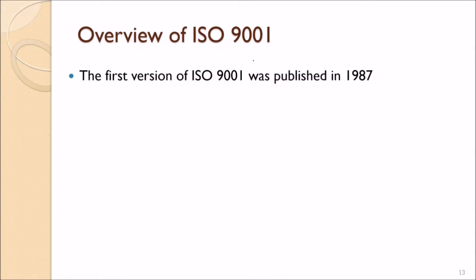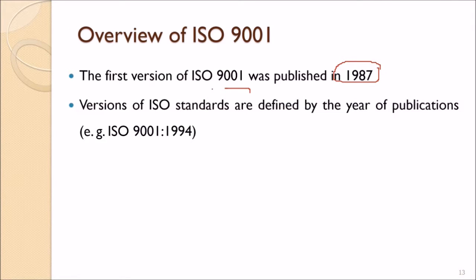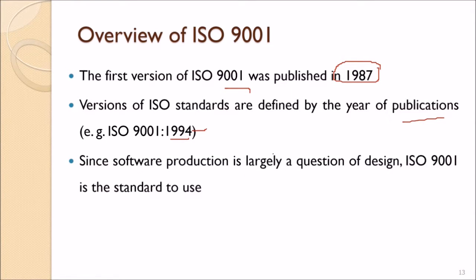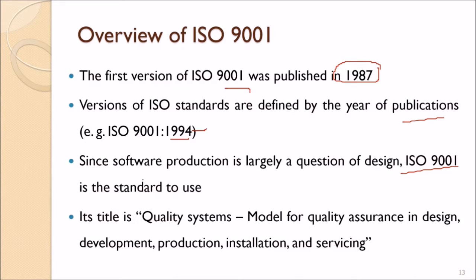So the first version of ISO 9001 was published in the year 1987, and versions of ISO standards are defined by the year of publication, like ISO 9001:1994. What it means is ISO 9001 in the year 1994. And since software production is largely a question of design, ISO 9001 is the standard to use again. Its title is Quality Systems, Model for Quality Assurance in Design, Development, Production, Installation and Servicing.